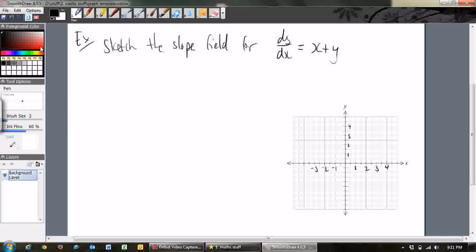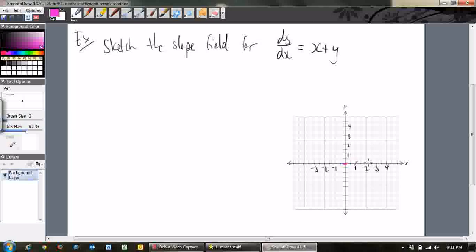Okay, I'll do them in red. Red's probably casting light. Let's go blue. So at the point (0, 0), what's the gradient at (0, 0)? 0 plus 0 is 0, so you're going to get a flat line. Go pink. So you're going to get a flat line there, so a gradient of 0 out there. What about at the point (1, 0)? You're going to get a gradient of 1, so it's going to sort of go up like that.